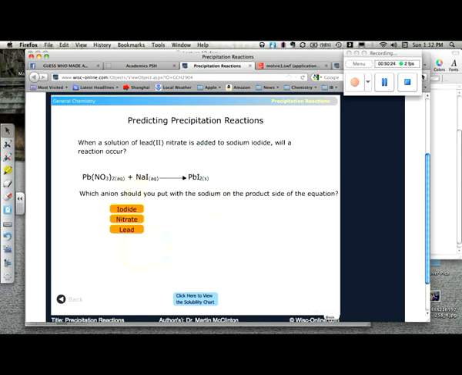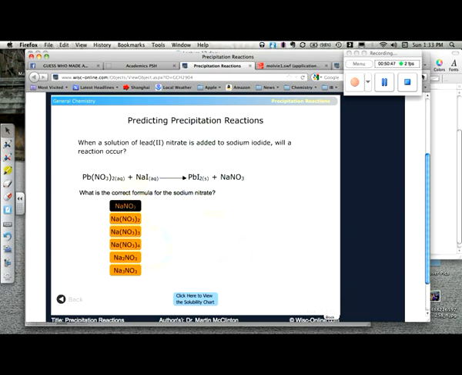And which anion should you put with the sodium? Well, not iodide, because sodium's with iodide over here. Should you put it with lead? No, they're both positive, so nitrate is your correct anion or negative partner. And the correct formula for sodium nitrate, sodium is +1, nitrate's -1, so it's this first one. And is it soluble? Yes, it is.